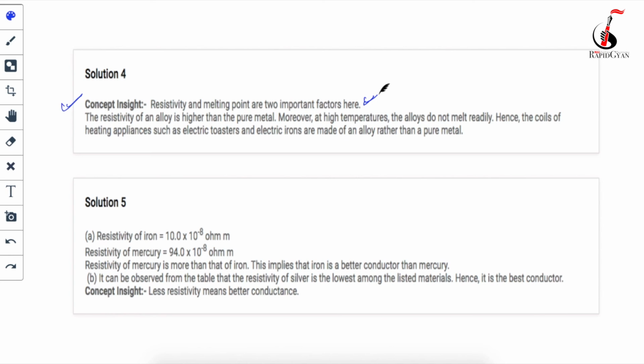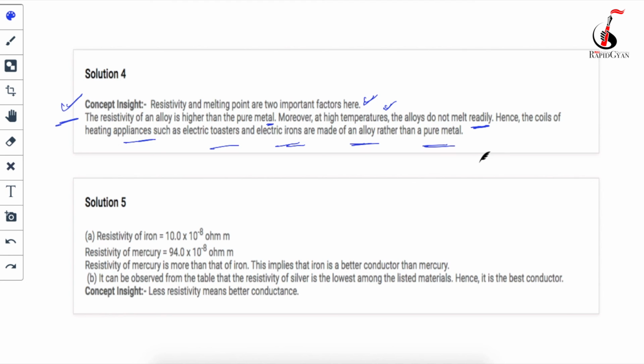Okay, so we know that the resistivity of an alloy is higher than the pure metal. However, if there will be more temperature, the alloy does not melt immediately. Hence the coil of the heating appliance such as electric toasters and electric iron, they are made up of the alloy instead of pure metal. Understand, guys? So the melting point, na? So more is the resistivity, more is the melting point temperature.